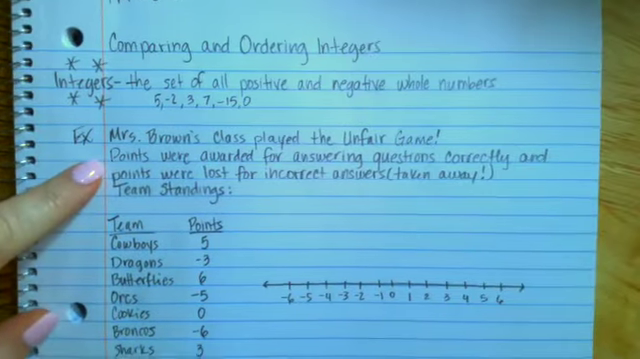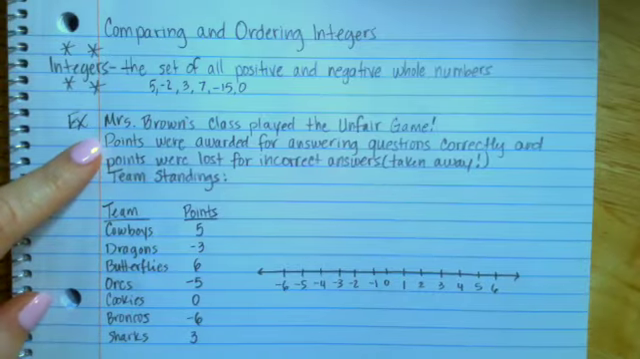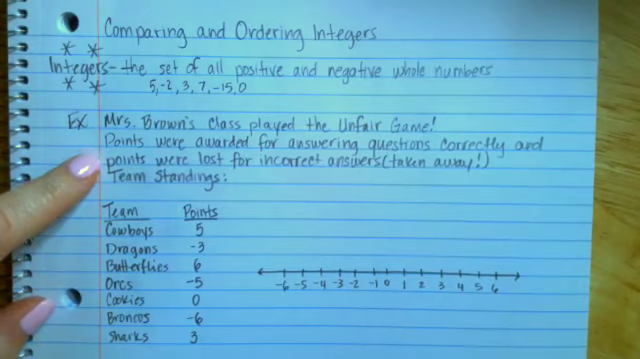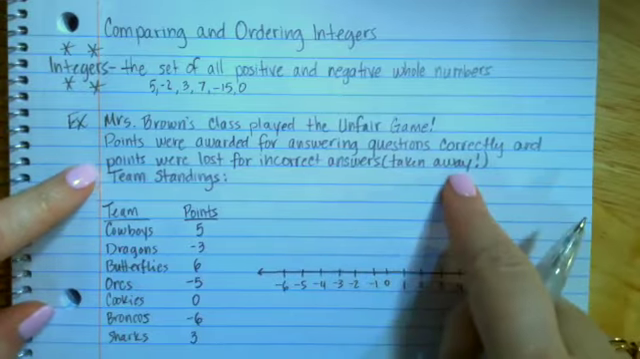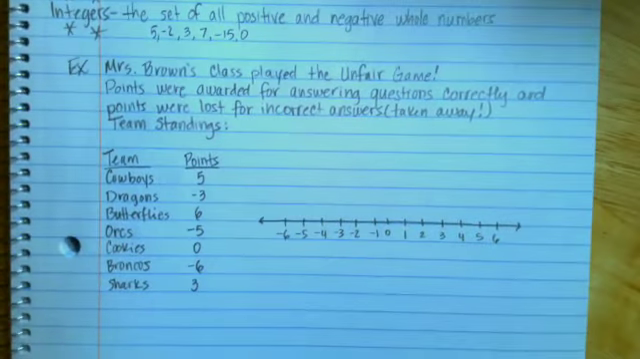Now, here's an example that we're going to work through. Okay. We have Mrs. Brown's class. They played the unfair game. Points were awarded for answering questions correctly, and points were lost for incorrect answers, meaning they were taken away. So far, here are the team's standings. Okay, let's take a look at those points that those teams have earned.